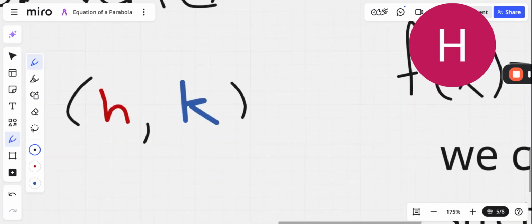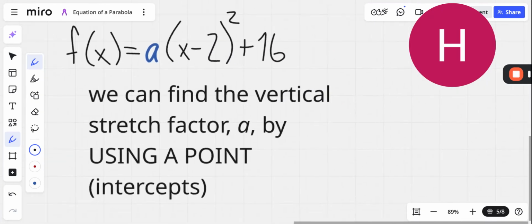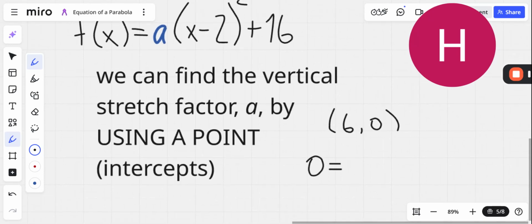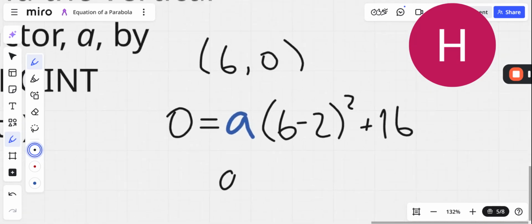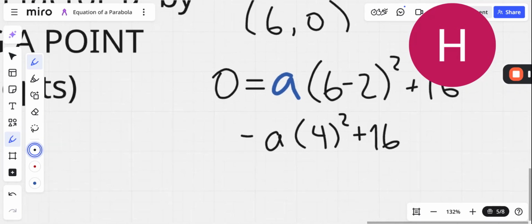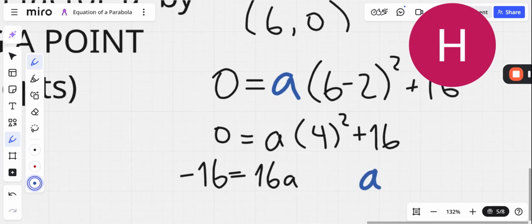Let's use the point 6, 0. So remember that 6, 0 means the x value is 6, the y value or the f of x value is 0. So we have 0 equals a times 6 minus 2 squared plus 16. Well, that means that a times 4 squared plus 16 equals 0, which means that -16 equals 16a. And so we can pretty quickly determine that a equals -1.